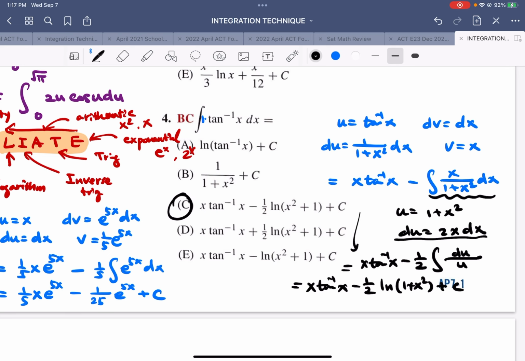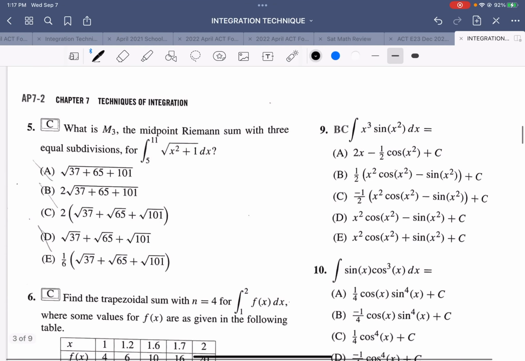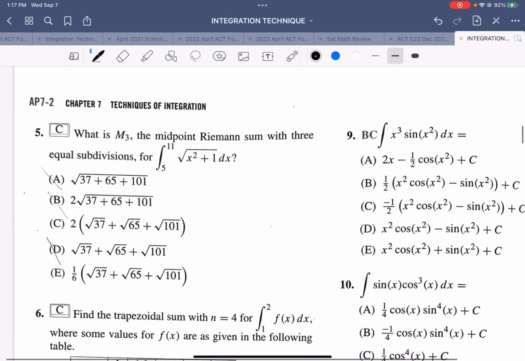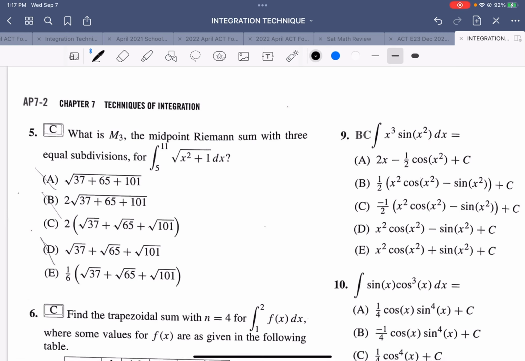Okay, let's move on to number 5. What is M3, the midpoint Riemann sum of 3 equal subdivisions? In order to do a Riemann sum, delta x is b minus a over n, and you have 3 subdivisions. So 11 minus 5 over 3, 6 over 3 is 2, so delta x equals 2.